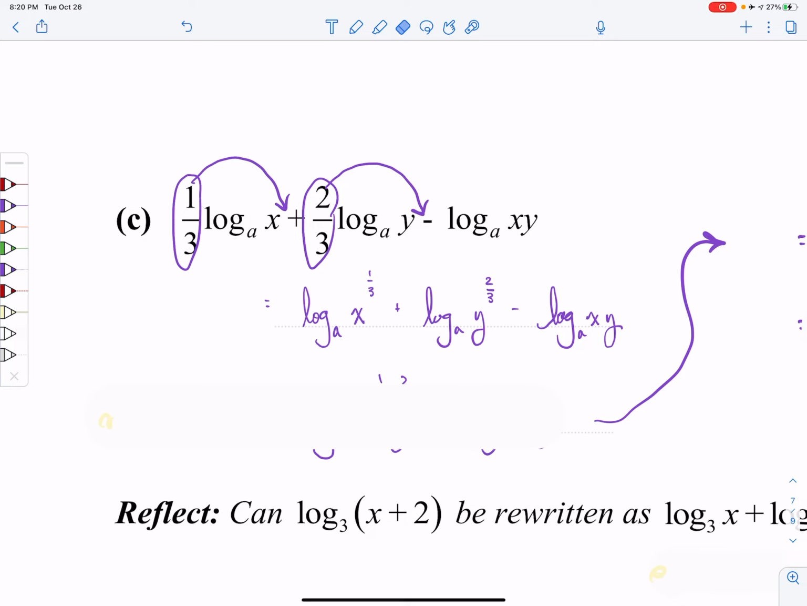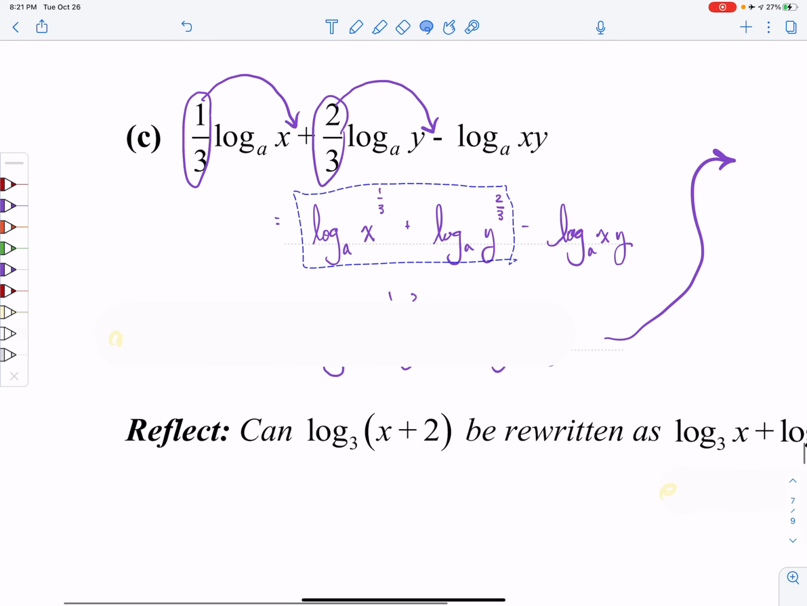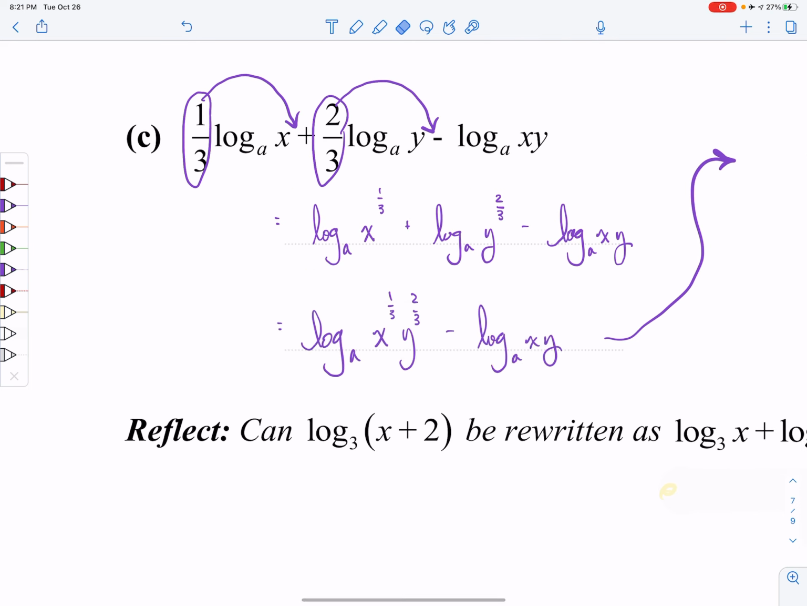Okay. Now, when you look at this, notice that this is a log plus a log. So this looks like the product rule. So the product rule says that we're going to condense to a single log of a product. All right, so here's my single log and here's my product. Notice that the third term, once again, just got copied. I didn't do anything with it.